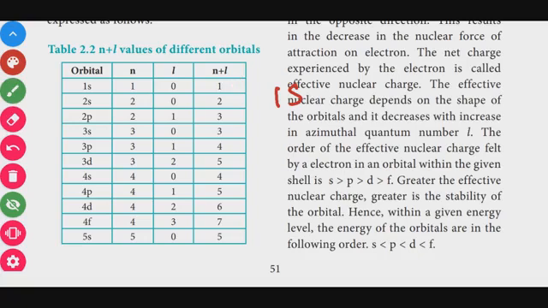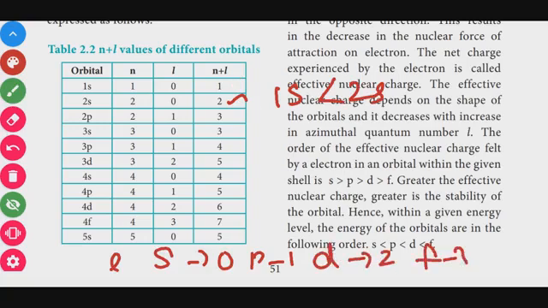Okay, first compare the 1s orbital and the 2s orbital: 2s has more n+l value. How is the l value? The l value is 0 for the s orbital, 1 for p, 2 for d and 3 for f. Okay, 0 1 2 3. This is the l value for s, p, d or f orbital.